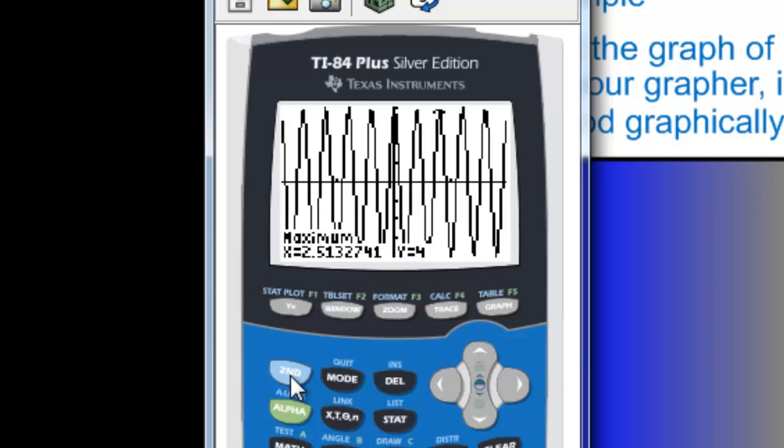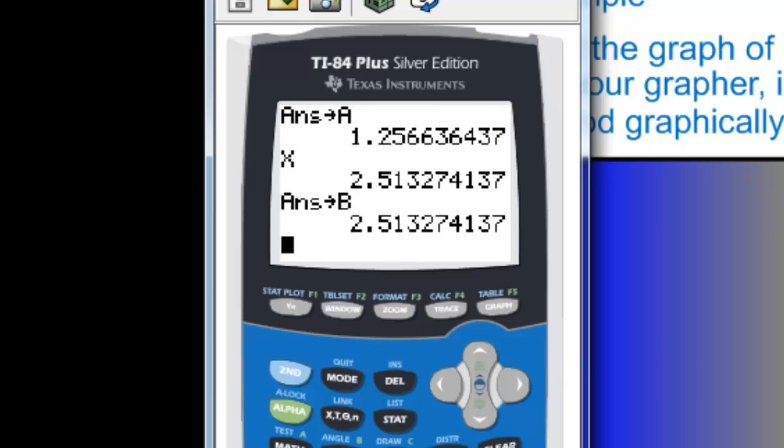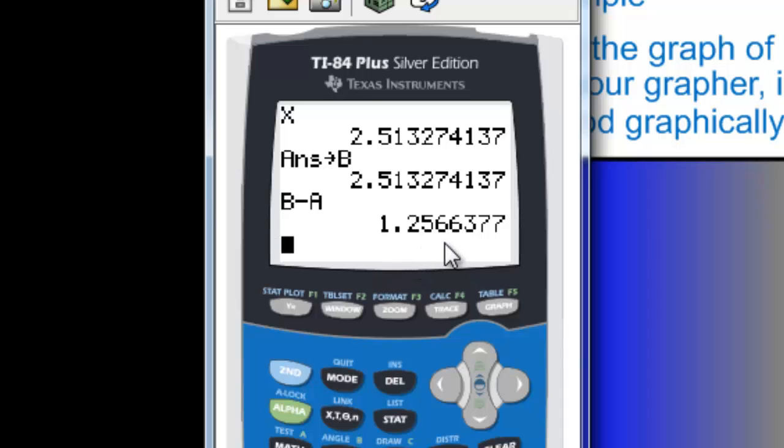I'm going to go back to my home screen, and if I ask for x again, that new value is there. I'm going to store that in B. And to find my period, I'm going to subtract A from B. So alpha B minus alpha A. And we get a value of 1.2566377.